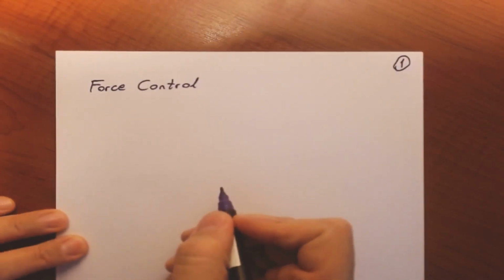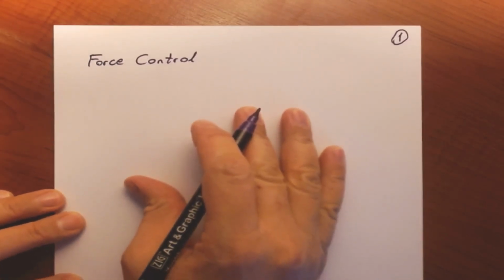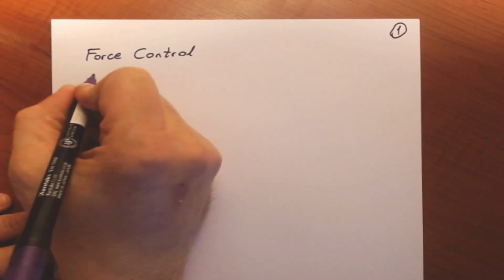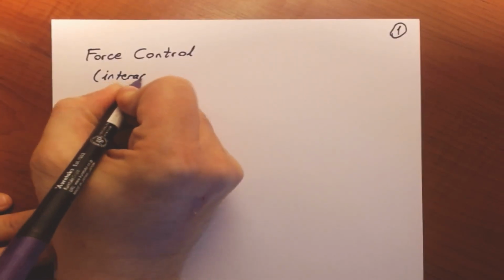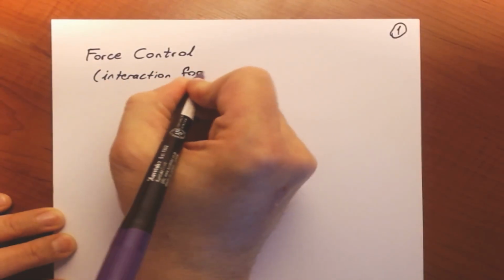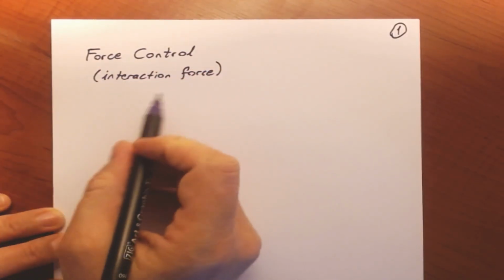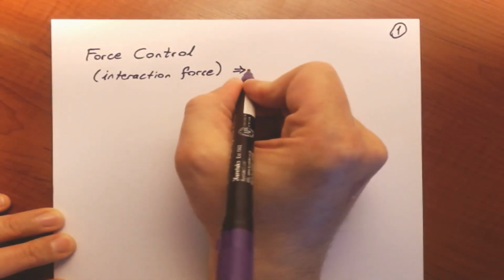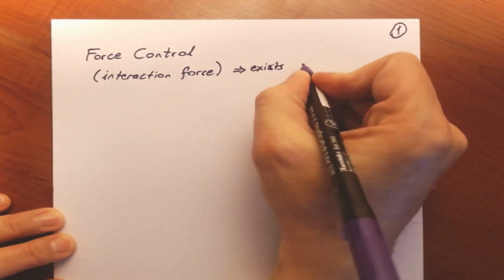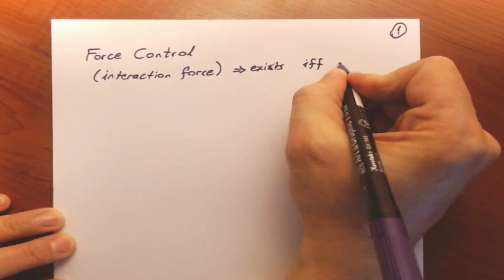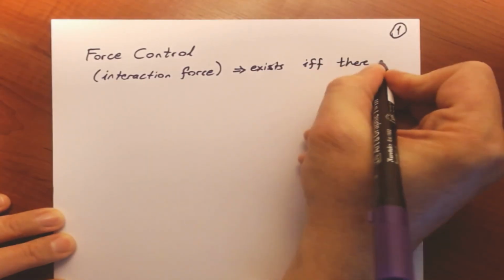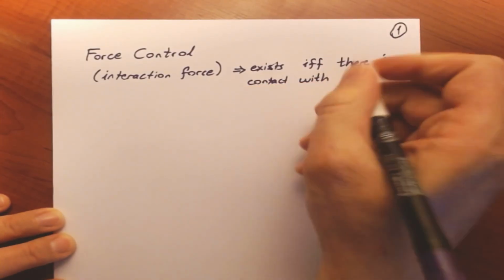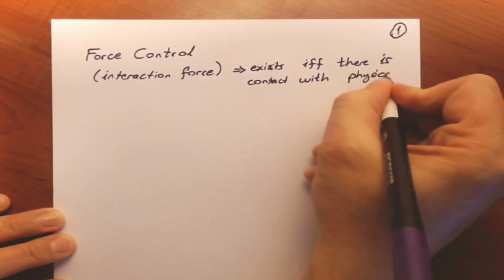If you remember, when we were talking about the structure of force, I was telling you that the force we intend to control here is the interaction force. Interaction force occurs when there is contact with the environment, so that exists if and only if there is contact with a physical environment.